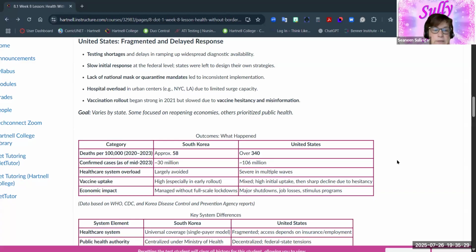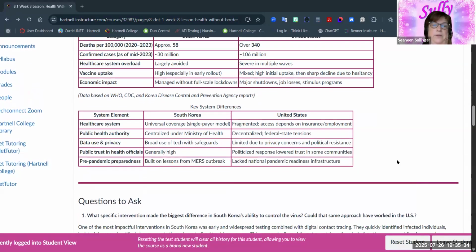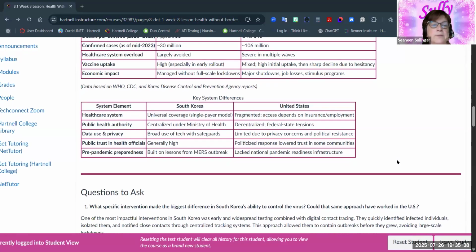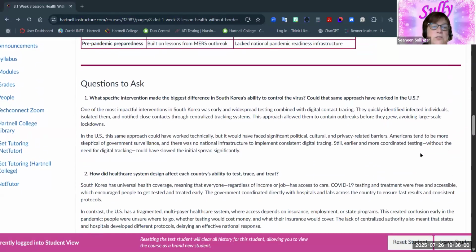And so then if you look at the key, well, what was different? And so then it gives you, which we talked about, universal health coverage, the centralization of the care, the public trust in health officials generally high. And they also, the pre-pandemic preparedness, South Korea had dealt with other multiple resistant organisms, breakouts of those pandemic type things. And then we didn't have pandemic ready infrastructure. We were lacking there.